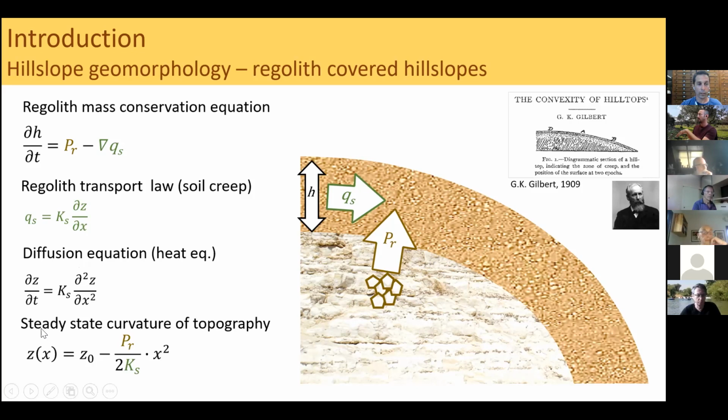For example, one way to solve it, which I will show later, is for steady state. And this is also the case that G.K. Gilbert described. Okay, it's a landscape that preserves its morphology, a soil-covered hillslope that keeps its convex round morphology. So we can solve this and get a steady state solution. And you can see it's a parabola. It's a second order polynomial, and you can just describe this landscape with a parabola.